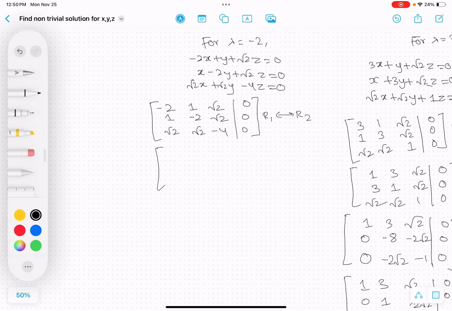So this becomes 1, minus 2 root 2, 0, and then minus 2, 1, root 2, 0, and root 2, minus 4, 0. Right? Now I want to make these two things 0, right? So for that I can just do some row operations.